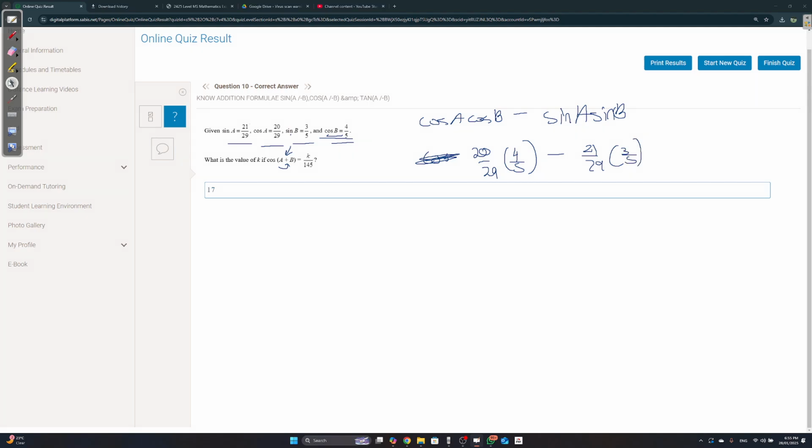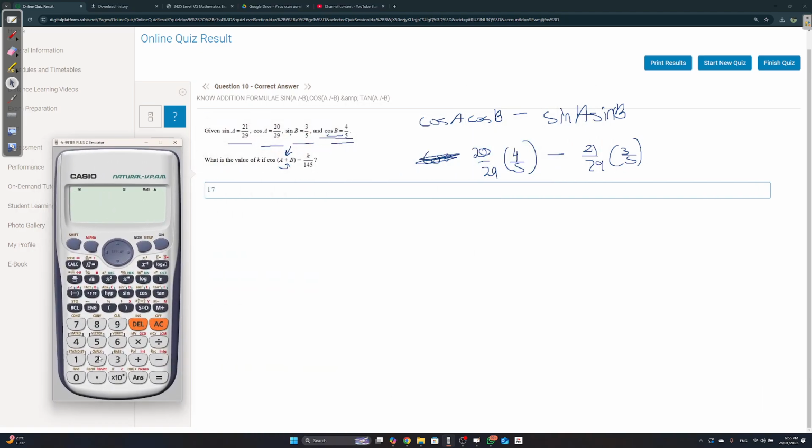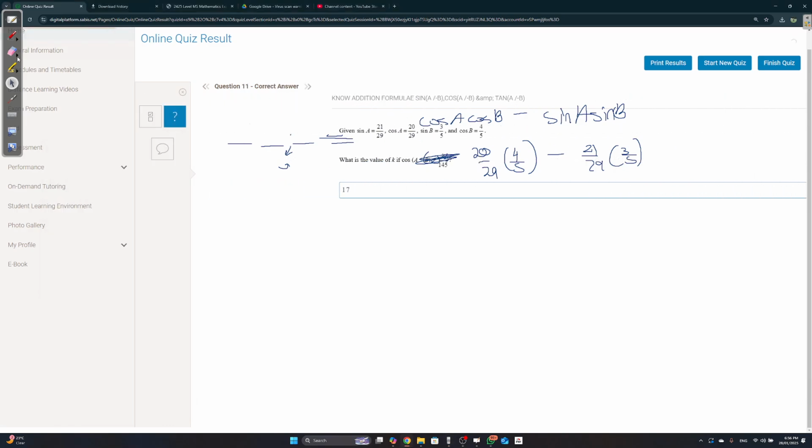So here they were nice. They're testing the formula. This is a direct application of the formula, but there will be other questions, and I'm going to show you in a second, where they only give you sine A and cosine B, and then they ask for cosine A plus B. Then you would have to figure out cosine A and sine B, using the Pythagorean identity, and we're going to come to a question like that in a second. So let me stop yapping and just solve. You're going to get 17 over 145. So K is 17. Okay, perfect.